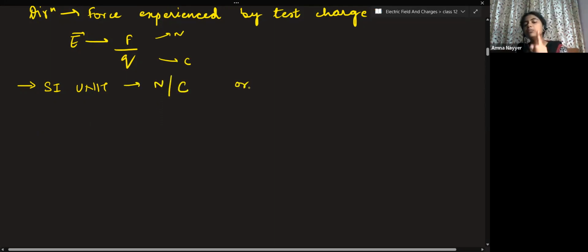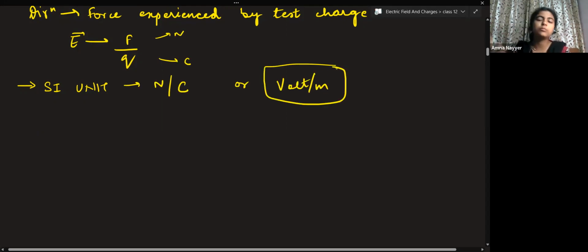And we have one more unit, which will be clear over this chapter. We have volt per meter as well. When we discuss potential, when we move on to the next chapter, there you will understand how this unit has been derived. For this chapter, you can remember Newton per Coulomb. Newton is the SI unit of force and Coulomb is the SI unit of charge.